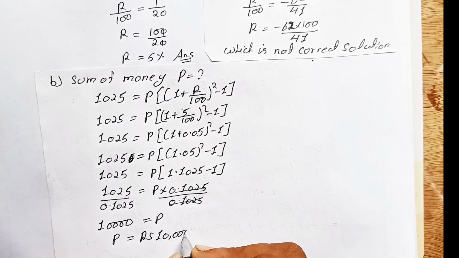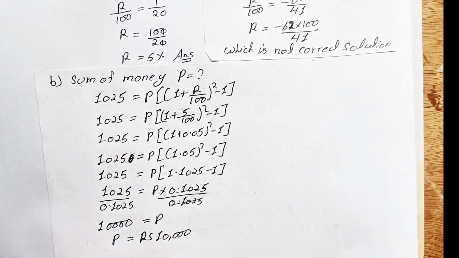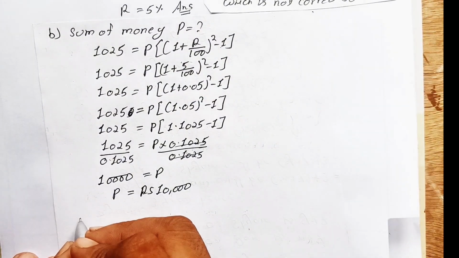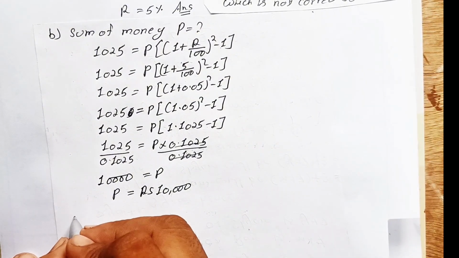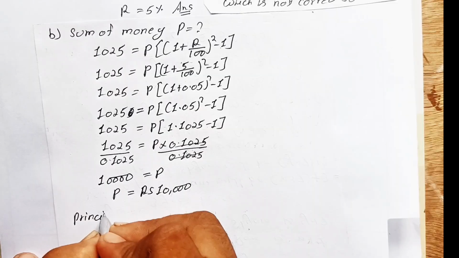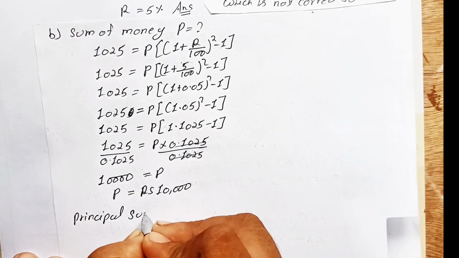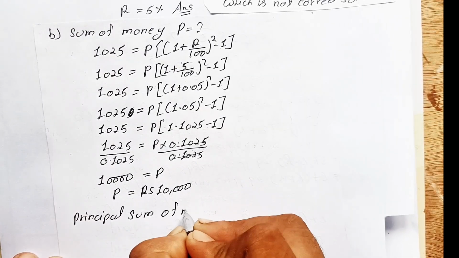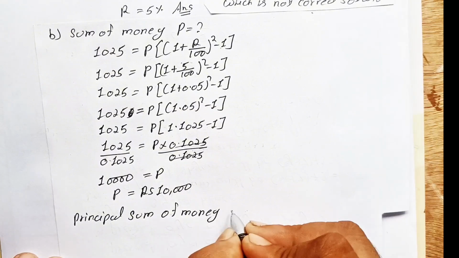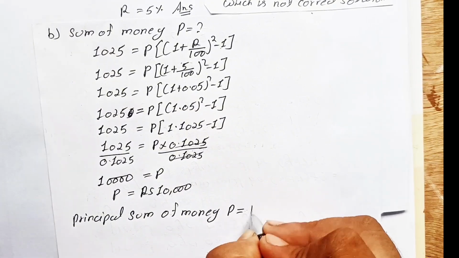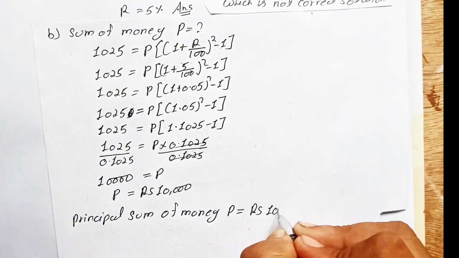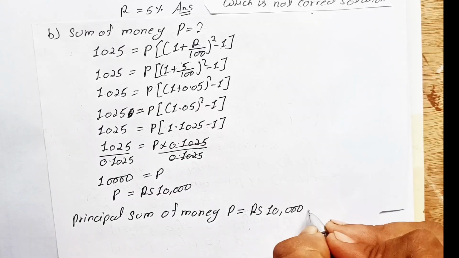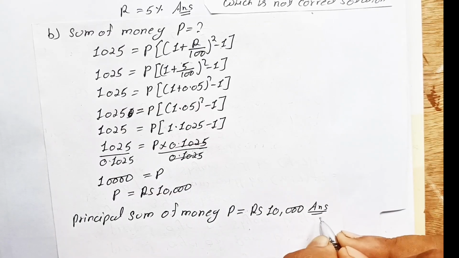So we find the value of p equal to Rs 10,000. Hence we have the principal sum of money p equal to Rs 10,000, and this is the answer for section B.